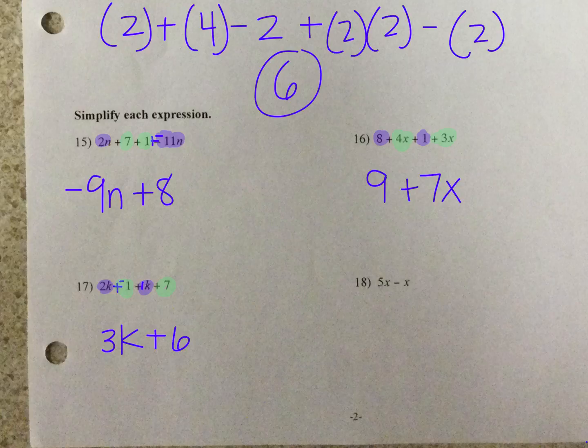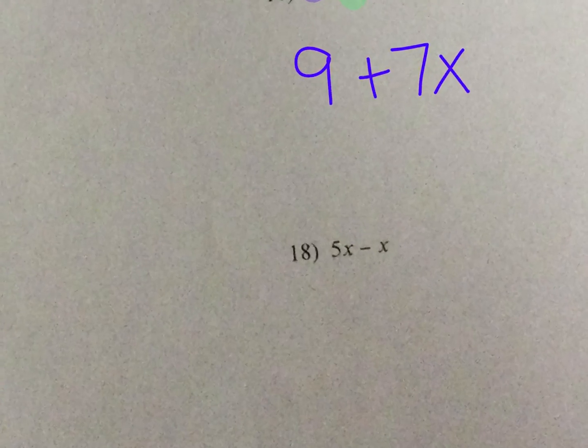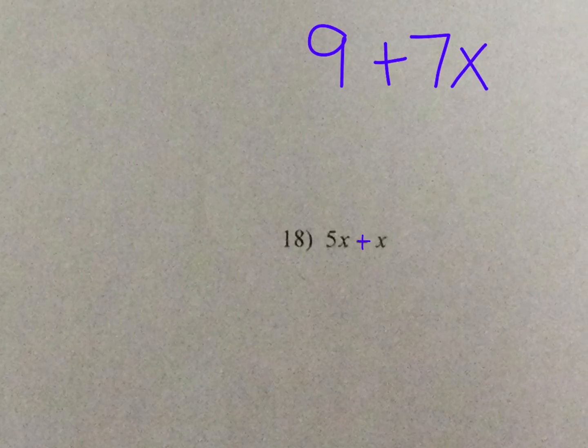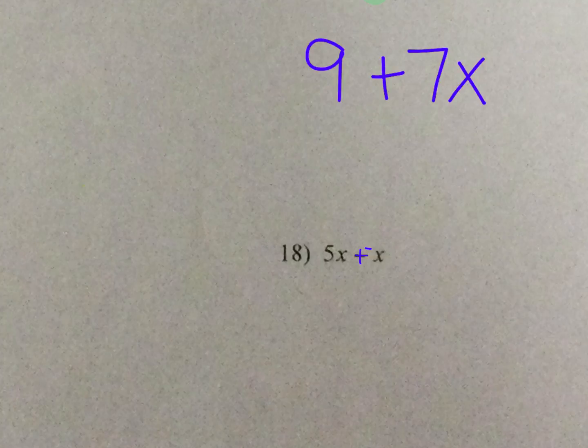Last one, 18. I'm going to make this a plus negative 1x. That looks terrible. Just trust me. Plus negative 1x. So the like terms in here, they're both the same. I got an x and an x. 5 plus negative 1 is a 4, and we just put our variable on the end, 4x.